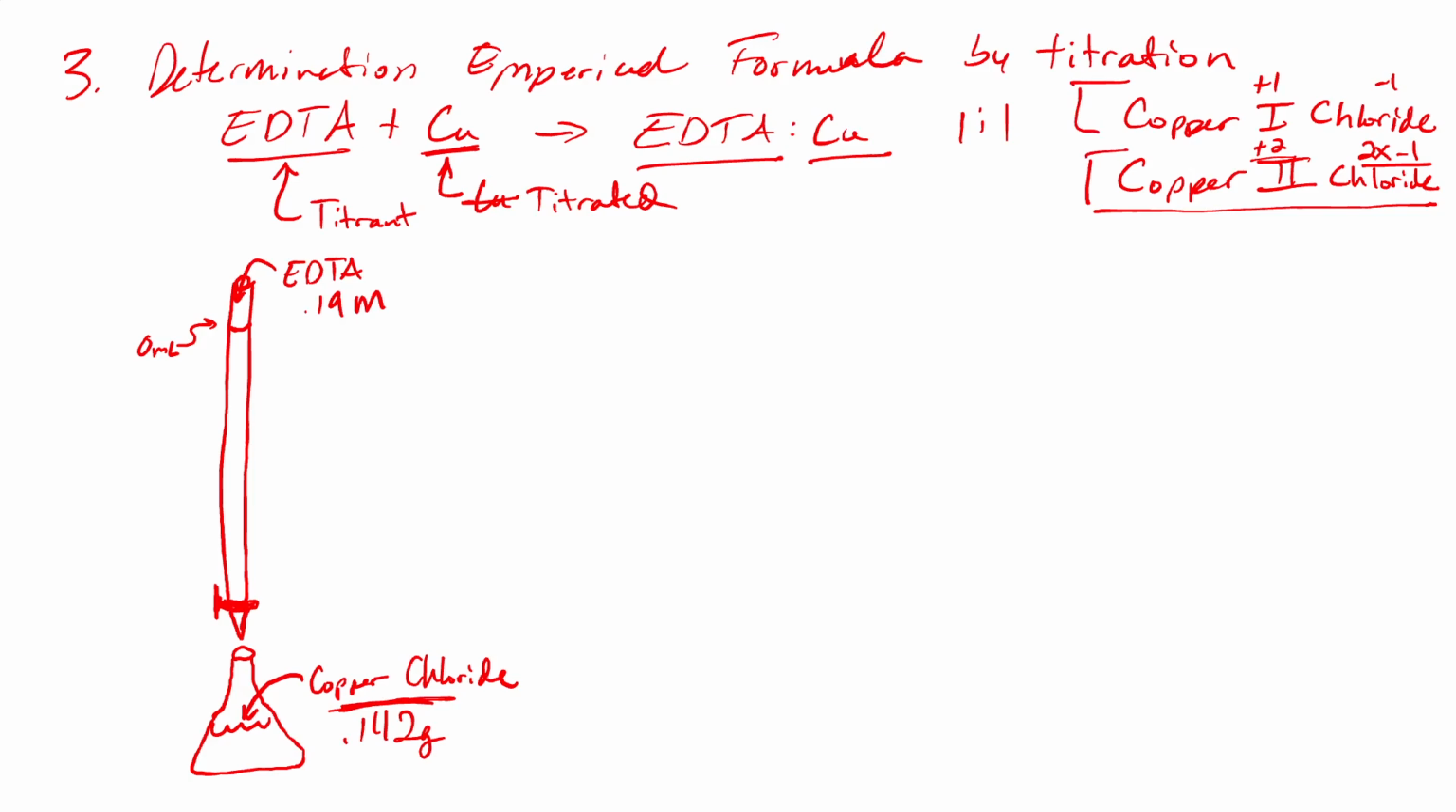So I forget again what the indicator is that you put in to do this kind of titration. I think it's like Murexide or something like that.